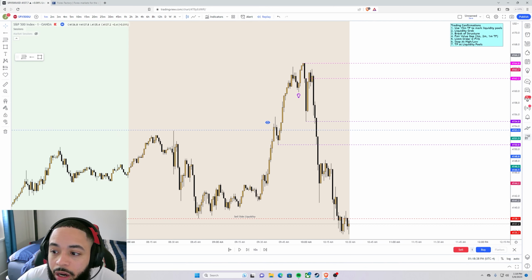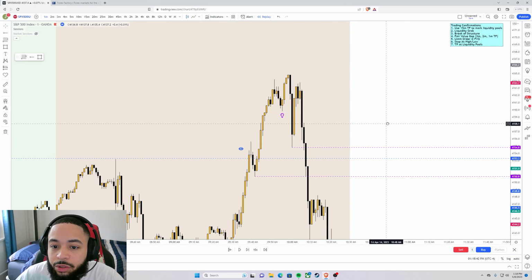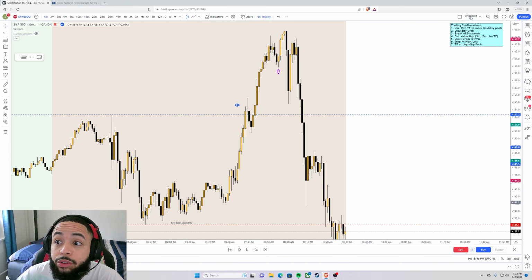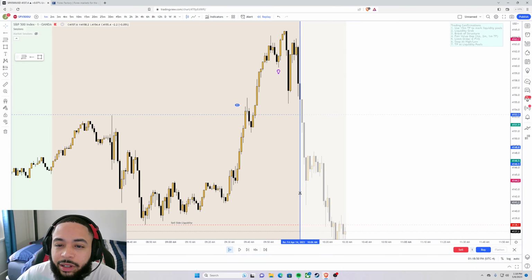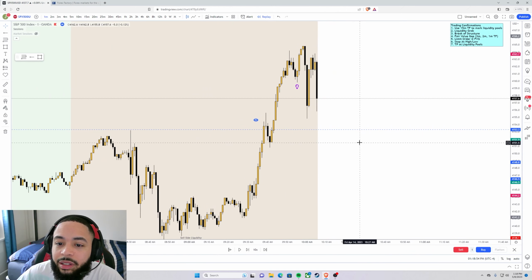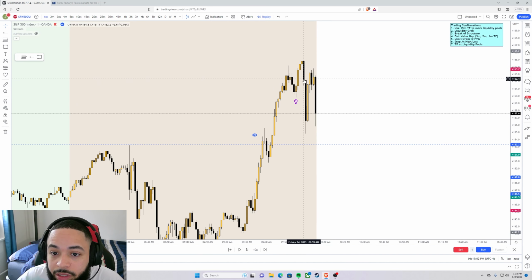I'll just rewind it so I can use it as an example, because this is actually valuable knowledge that I had to learn through trial and error. I had to figure this out on my own, because it wasn't explicitly told to me. So let's just say these wicks were long and no bodies were exposed, but we saw the break of structure.